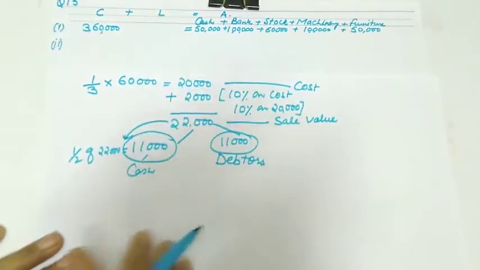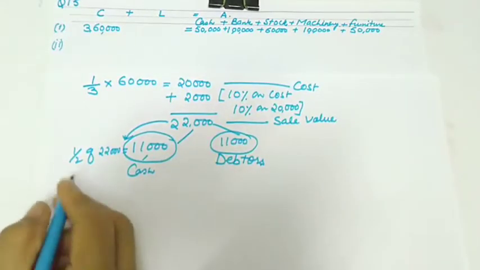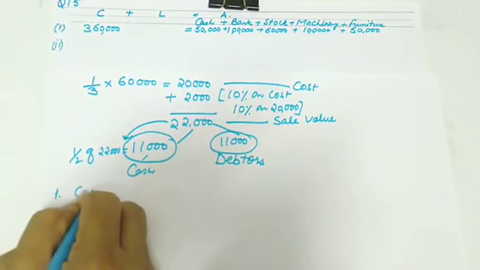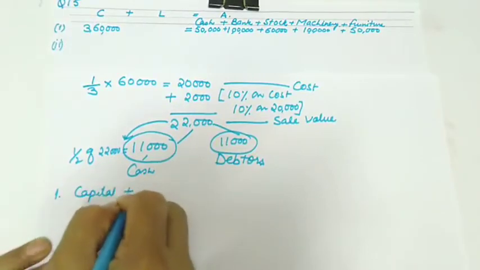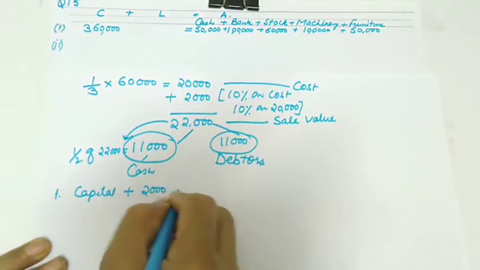So how to treat this through accounting equation? Number 1, in capital you will be adding 2,000 as profit.